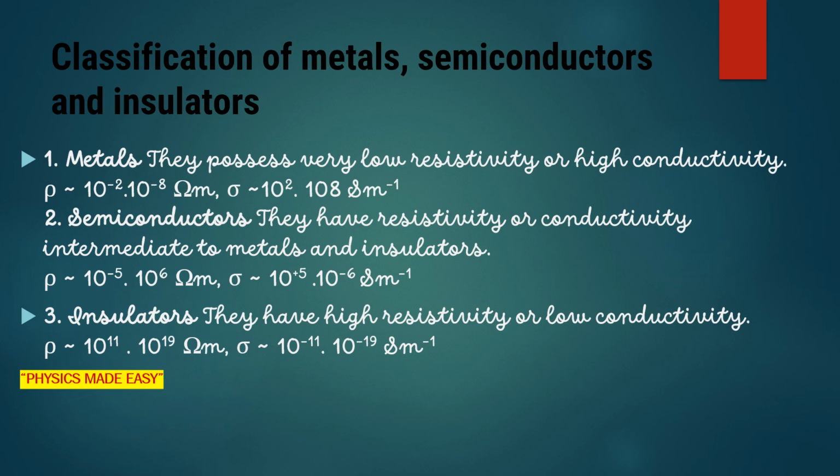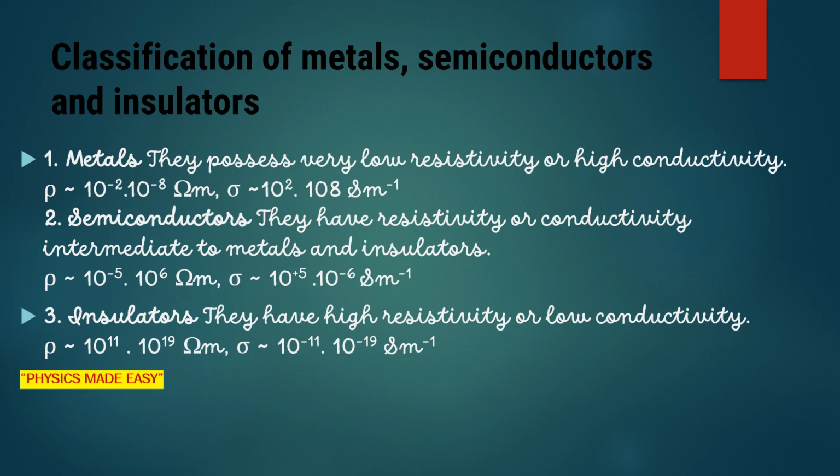So we can classify metals, semiconductors and insulators on the basis of their conductivity. Metals possess very low resistivity, so they have high conductivity. Whereas semiconductors have resistivity or conductivity intermediate to metals and insulators.